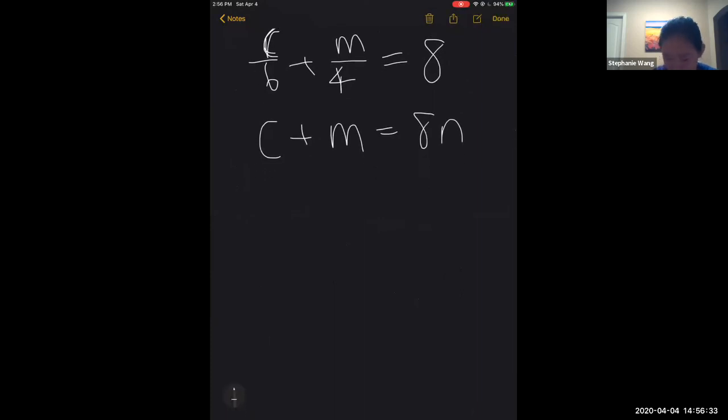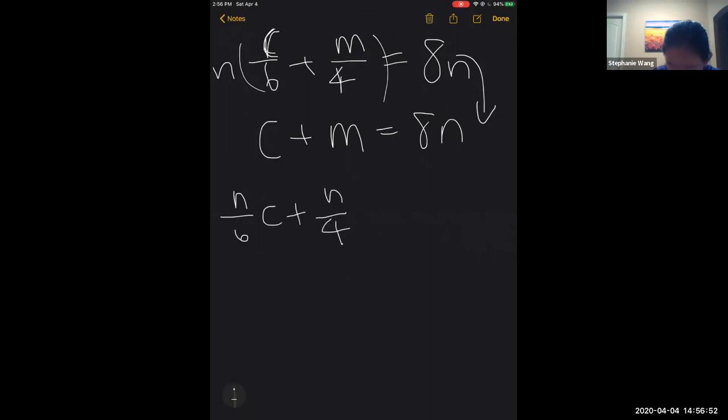All right, so now we have to do some Diophantine work. So we just have to somehow make the top equation look like the bottom equation because we want to find C and M first. So if we multiply the top equation by n, right? Then we can write n over 6 C plus n over 4 M equals 8n. And 8n is also equal to C plus M, so we can write C plus M over here. So then let's go ahead and rewrite this equation so that the C's are on one side and the M's are on one side.